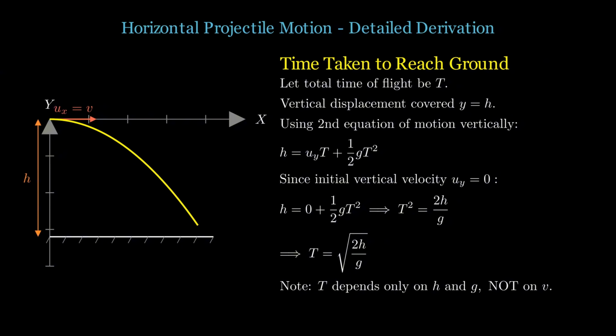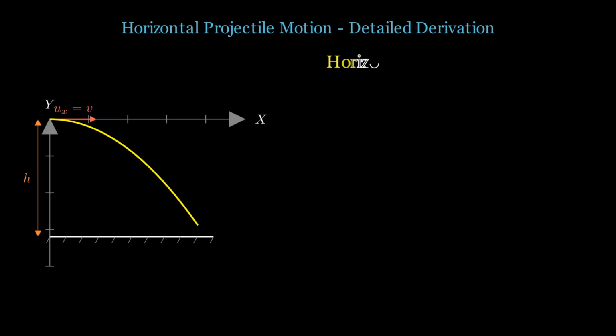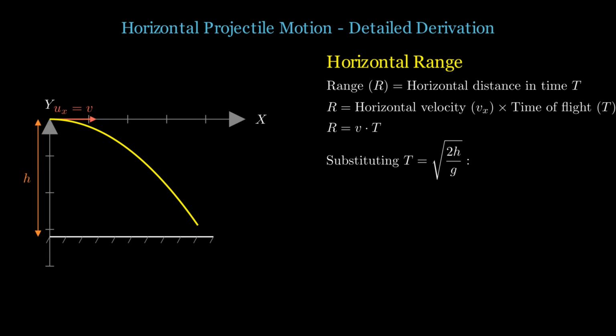It is interesting to note that T depends only on h and g and not on the initial velocity with which it was projected. After figuring out this time of flight, we are now going to understand how far the projectile goes in the horizontal direction. This is known as the horizontal range. Horizontal range is the horizontal distance traveled in time T, which is the time of flight. Therefore, R should be given by horizontal velocity into the time of flight. If we substitute time of flight as √(2h/g), we get R = v√(2h/g). This is the expression for the horizontal range.